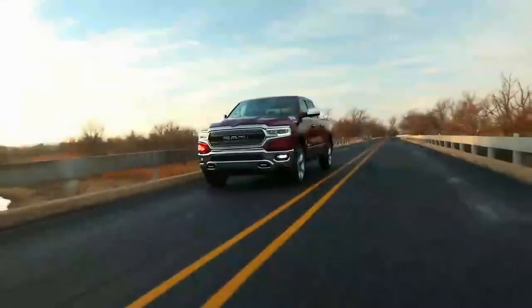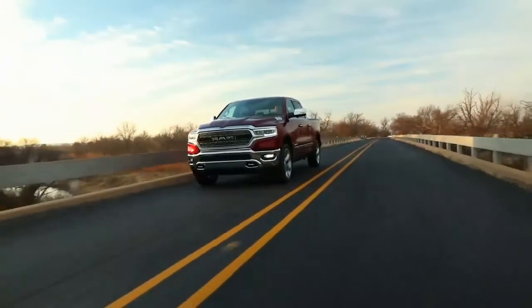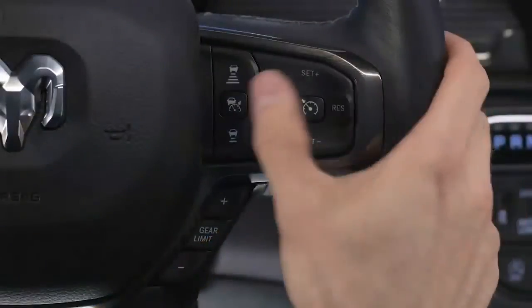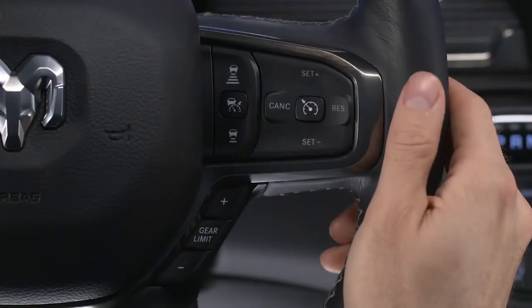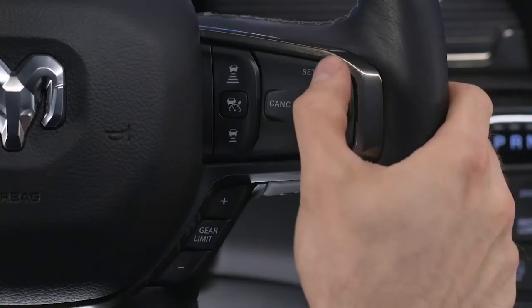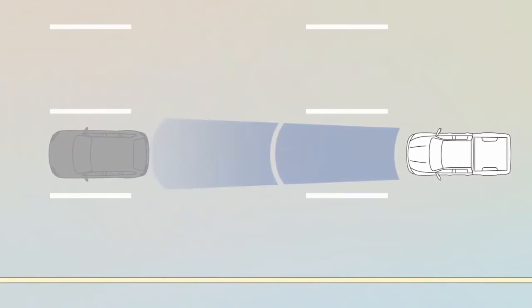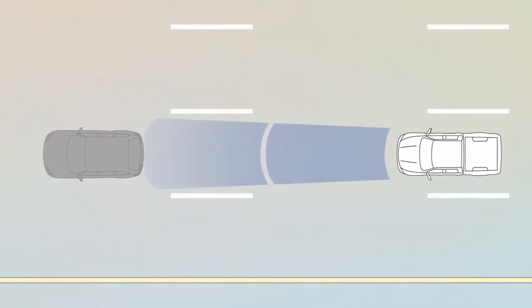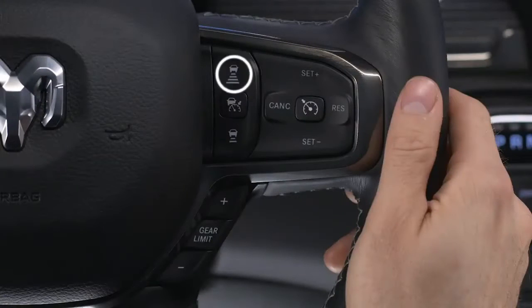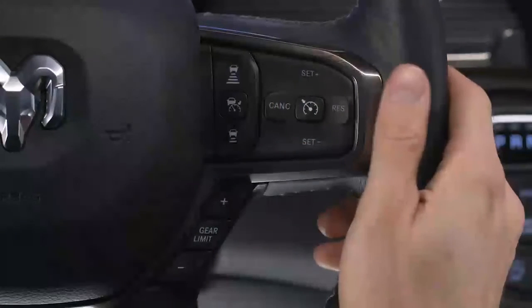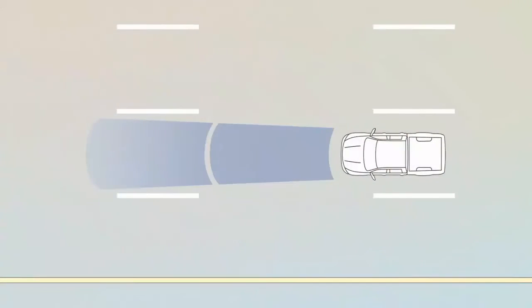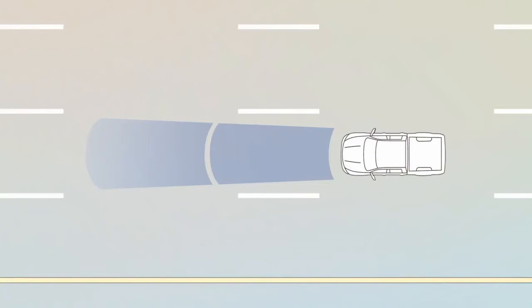Now let's look at the adaptive part of Adaptive Cruise Control. To turn ACC on, push the ACC on-off button, then push Set Plus or Set Minus to engage. The system will now maintain a set distance between you and the driver in front of you without having to constantly reset your speed. The increase and decrease distance buttons let you change the distance between you and the driver in front of you. If there's no driver ahead, your set speed will be unaffected.